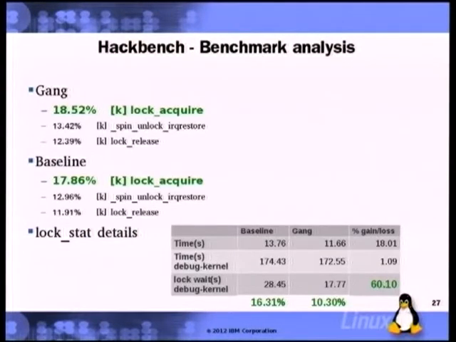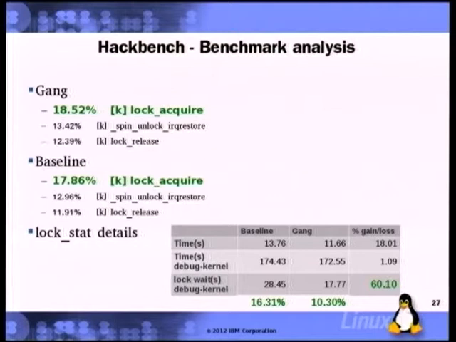Next one is Hackbench. With Hackbench, the numbers from the performance counters almost looked the same. Lock acquire, if you see both of them, they were like ±1, which does not give us much clue about the reason for the gain, because if you look at the table below, we saw around 18% gain in the number, but the performance counters didn't give much detail.